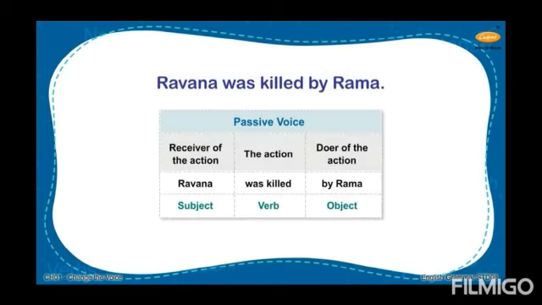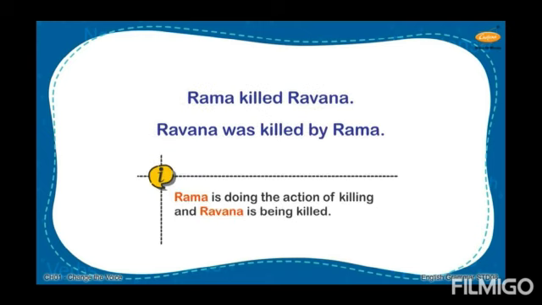Here, Ravana is the receiver of the action and Rama is the doer of the action. The place of the subject and object is interchanged. That is why this is called passive voice. Rama killed Ravana is an active voice, whereas Ravana was killed by Rama is a passive voice.